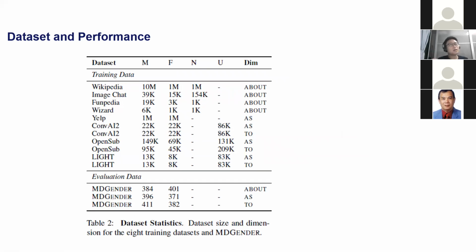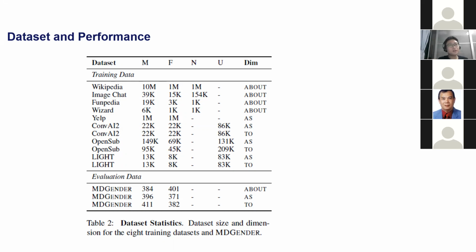So they gathered training data. They use different training data for the different dimensions. So for instance, they have Wikipedia. Wikipedia contains quite a number of biographies, so it's a perfect place, of course, to find information about the about dimension, because in a biography, it's obvious that you are writing about someone, and so that is training data for the about dimension.